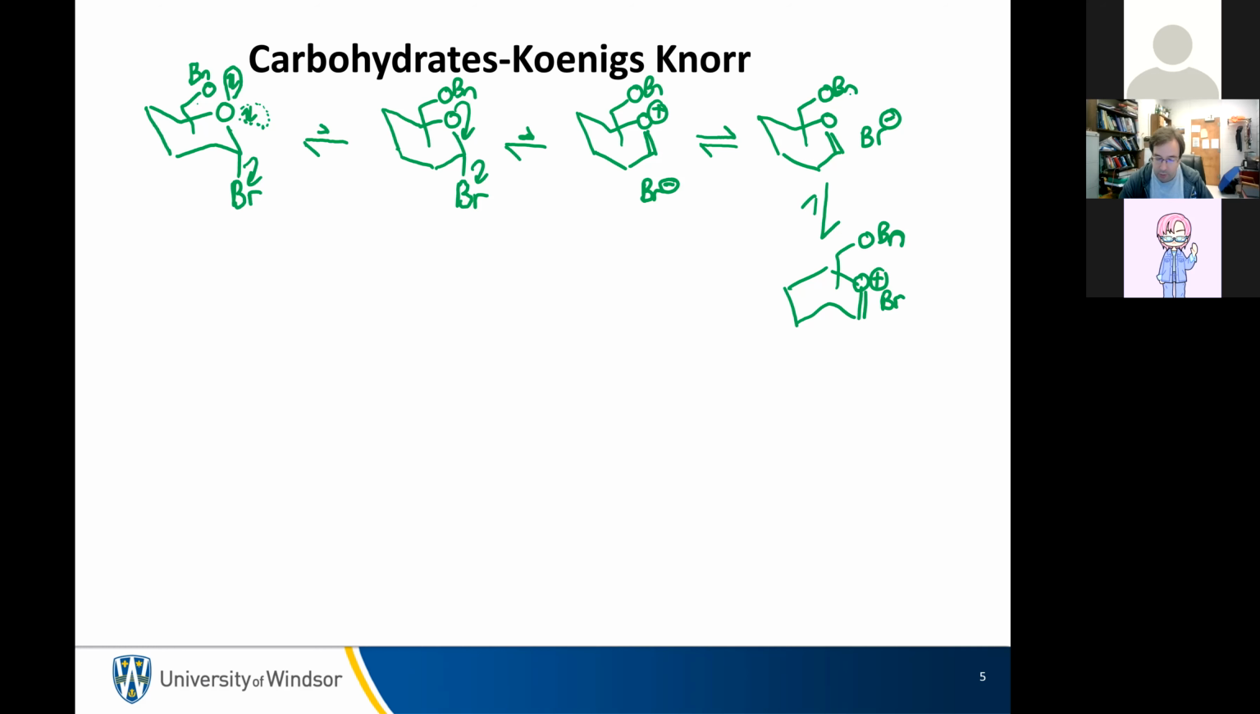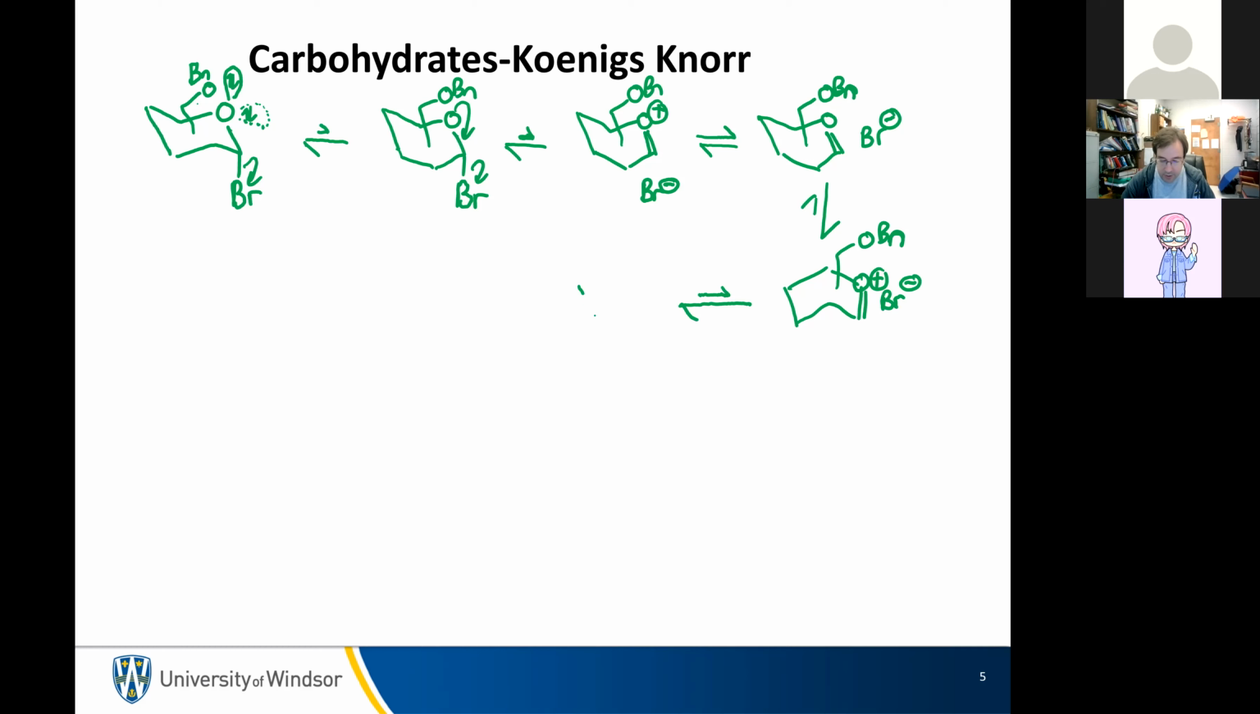I will try really hard to keep my N's and R's looking different. But our bromine is still on the top face now. But now that we've flipped this thing, now the axial attack is going to be from the top. That's going to give us the beta product. And so that's what can happen.